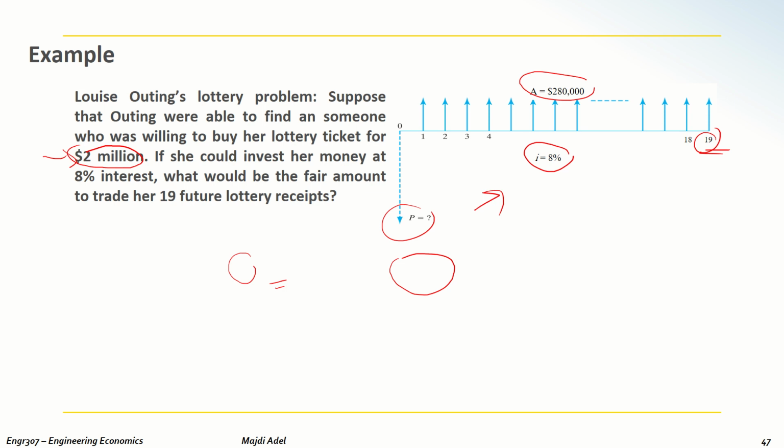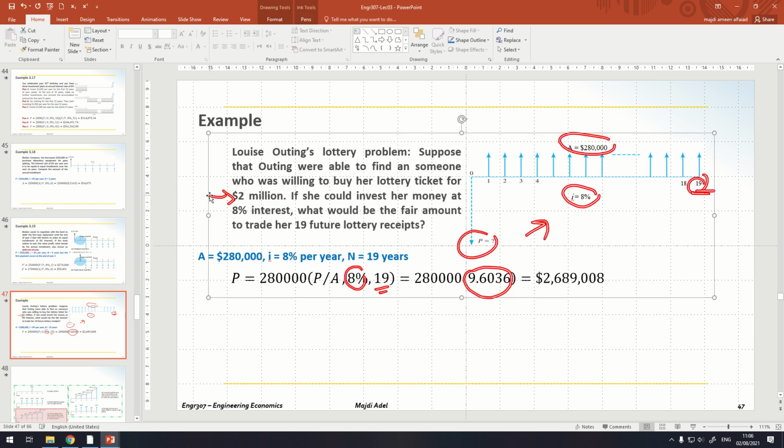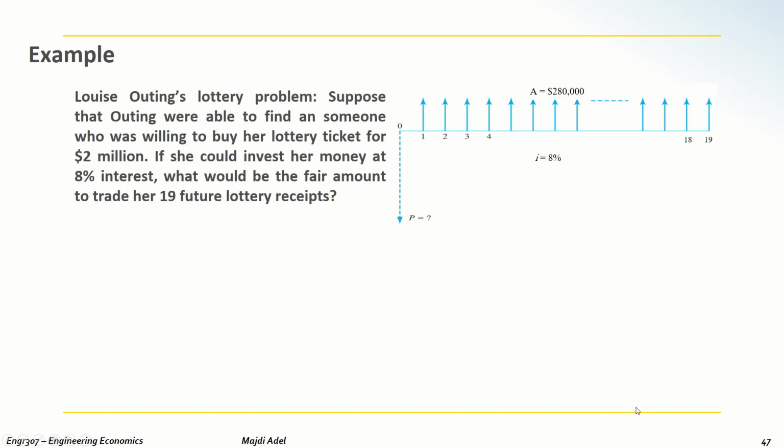Now let's see the Lewis Outing example from the beginning of this chapter. If you remember, Lewis Outing won the lottery. Now let's consider that Lewis Outing is going to sell her lottery ticket for $2 million, and let's assume that the interest rate is 8%. Was this a fair trade or not?